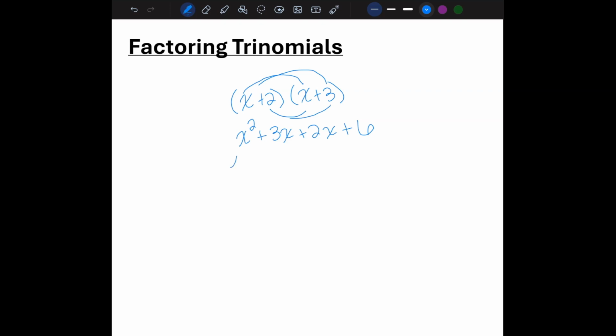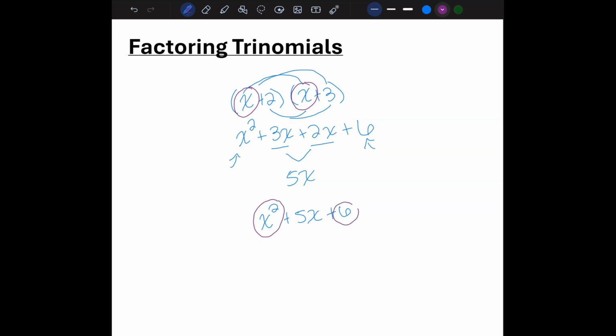So I have my front, I have my back, and then the two in the middle would always go together, and that makes 5x. Now, I end up with x squared plus 5x plus 6. And I can visually see that this x squared comes from the fronts being multiplied together. So x times x gives me the x squared. So the front comes from the fronts of your binomials.